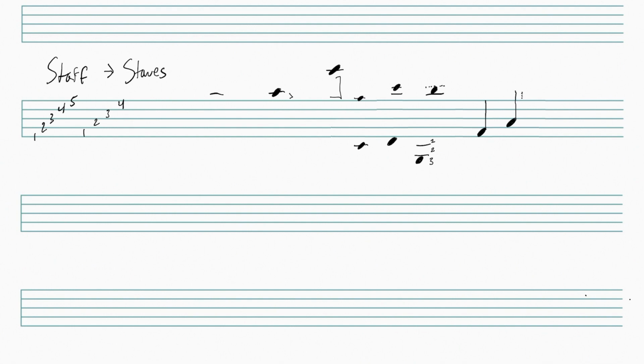When you get to the third line of the staff, we typically put stems down. And notice that stems pointing up are on the right-hand side of the note head. Stems pointing down are on the left-hand side of the note head.